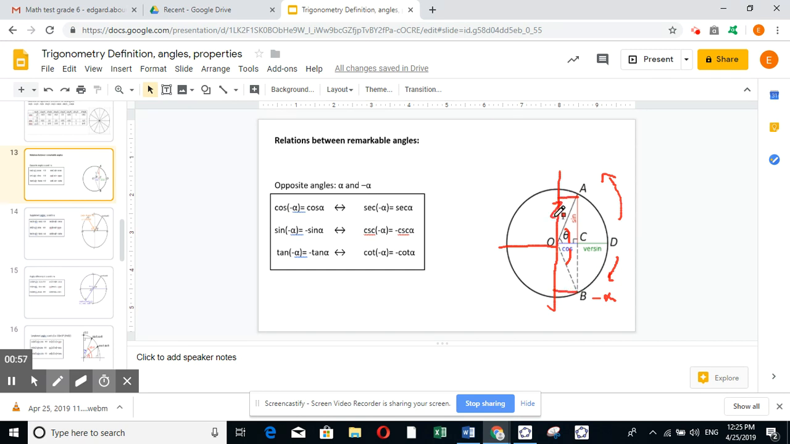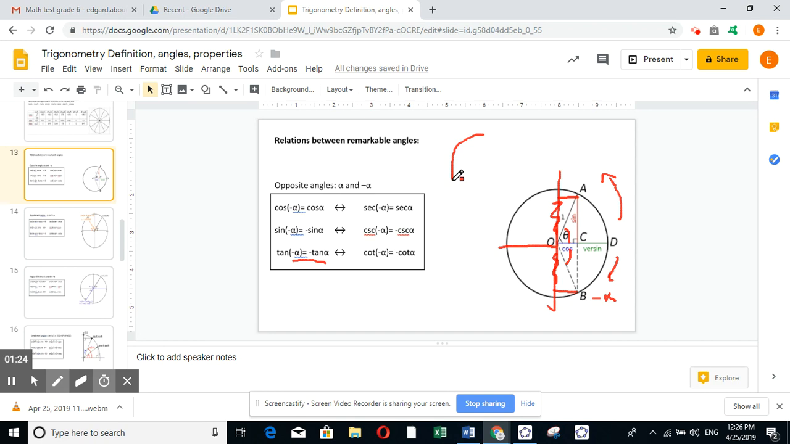You can realize here that they are equal because the triangles are congruent, but with opposite sign, because the first sine is in the first quadrant and the sine down is in the fourth quadrant, and sine up is positive, sine down is negative. So from now on, cosine minus alpha is cosine alpha, sine minus alpha is minus sine alpha. Tangent follows sine over cosine, so minus over plus is minus tangent alpha.